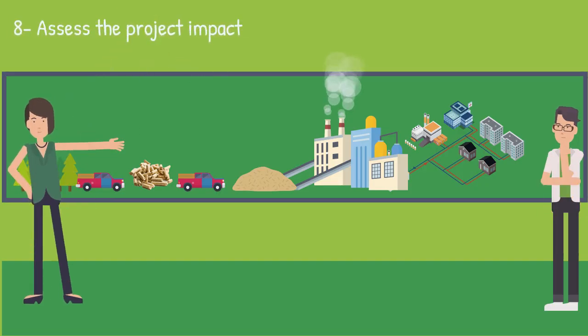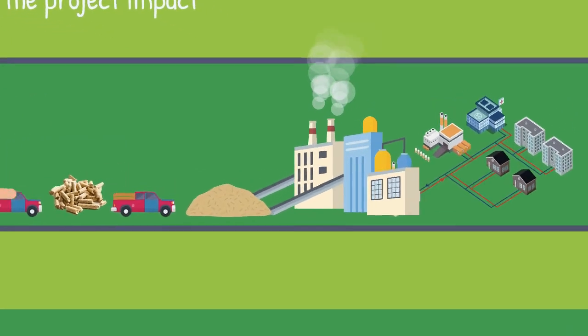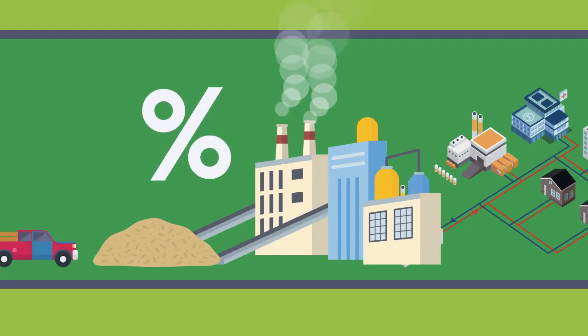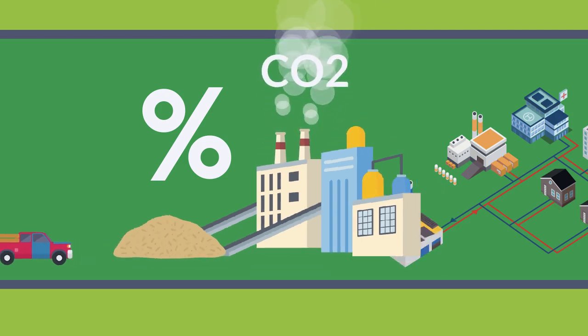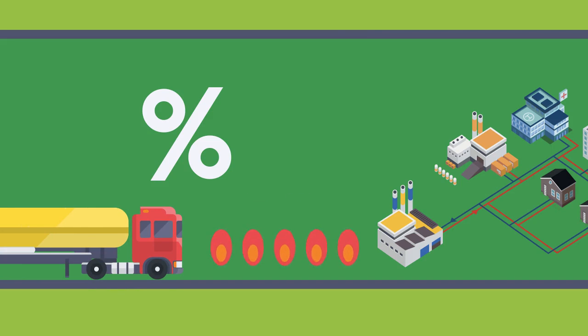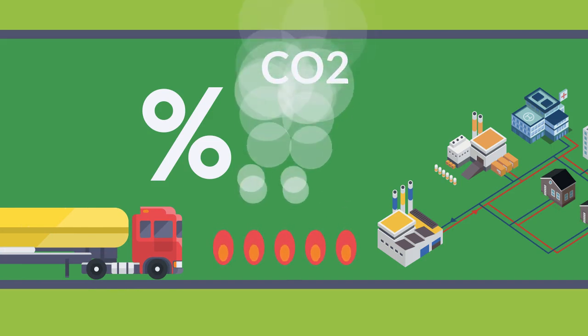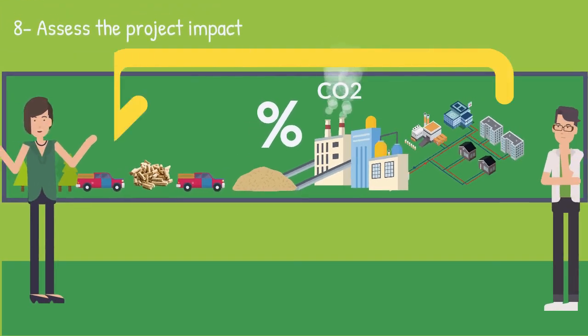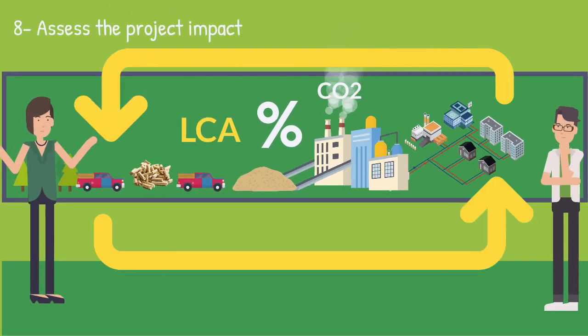Assess the environmental impact and the project alignment with sustainability principles. For the environmental impact analysis, start calculating the energy efficiency of the biomass system. With this information, calculate the emissions of carbon dioxide. Compare them with the emissions of an equivalent system fueled with natural gas. For a more detailed impact analysis, you can use some tools, like the life cycle analysis.